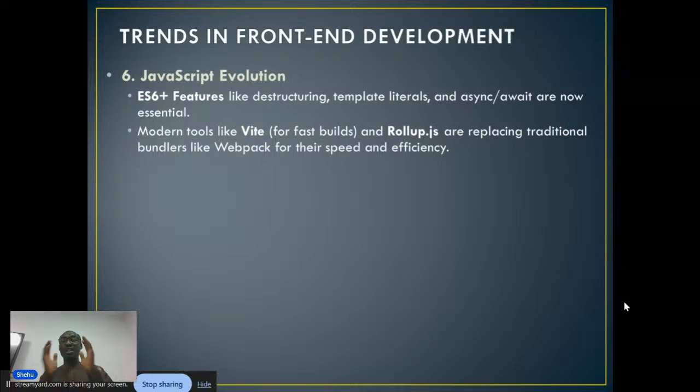So speed and efficiency has always been one thing, because when a system is a bit slow, over time it tends to get you frustrated and annoyed. So speed is always one thing that is considered in design and development. These frameworks, like Vite and Rollup.js, are improvements in JavaScript that tend to improve the loading speed of applications.